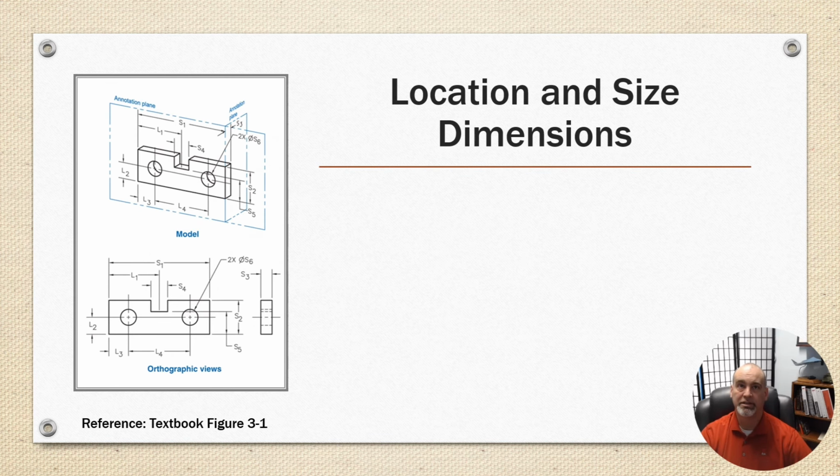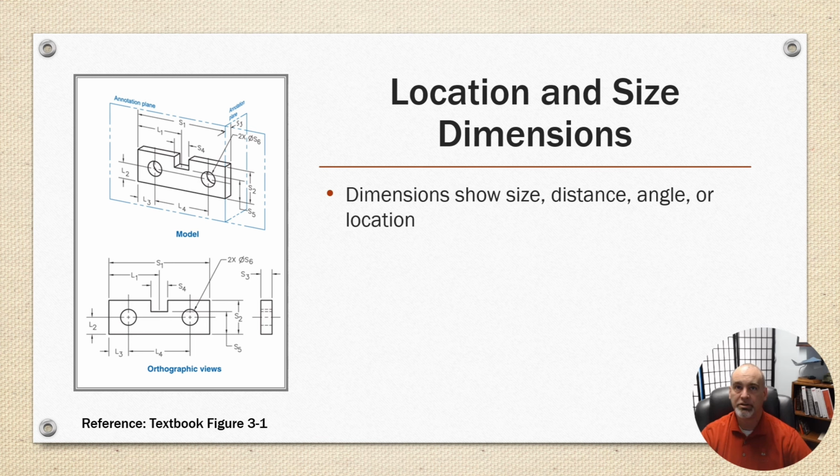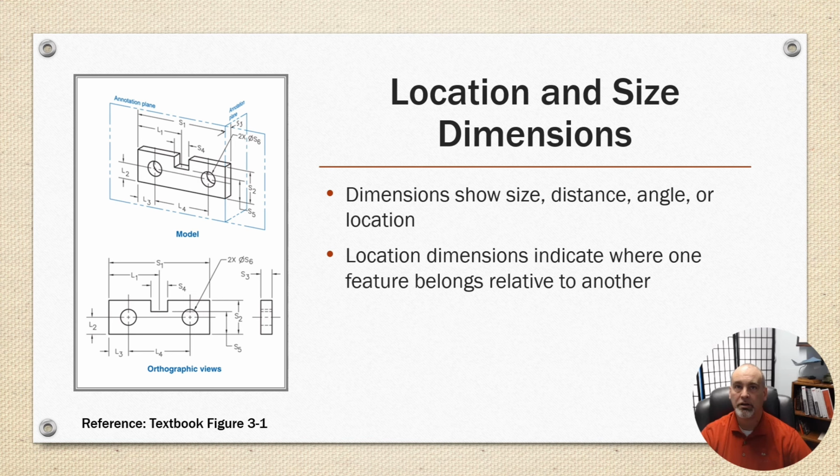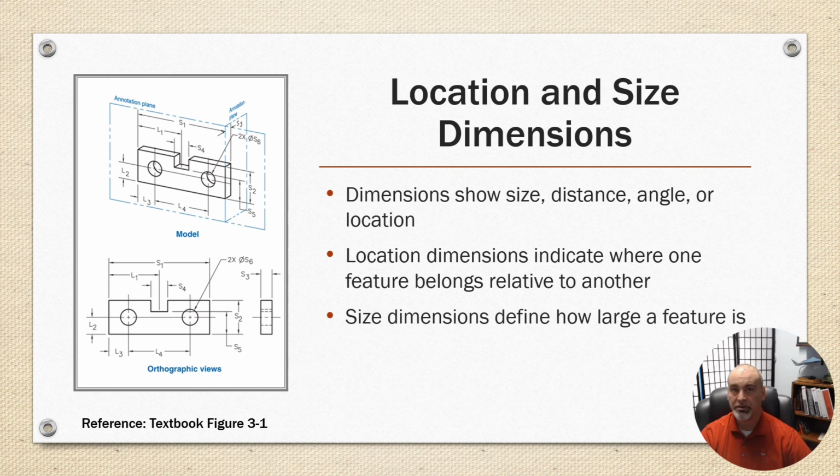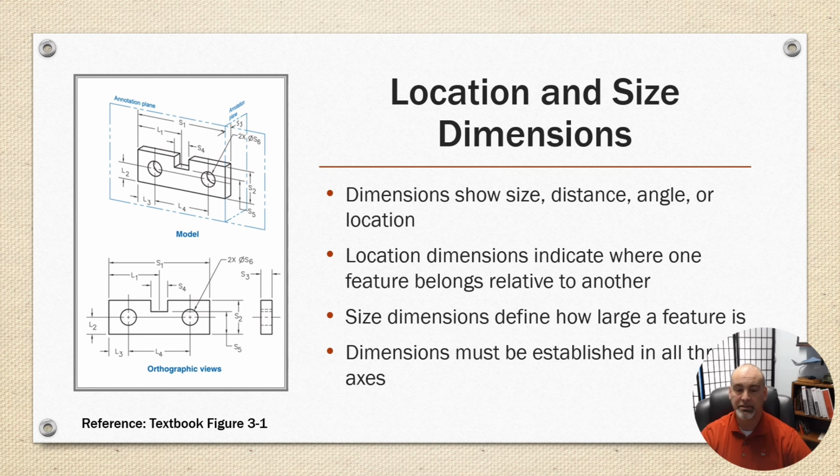Location and size dimensions. Dimensions show size, distance, angle, or location. Location dimensions indicate where one feature belongs relative to another. Size dimensions define how large a feature is. Dimensions must not be established in all three axes.